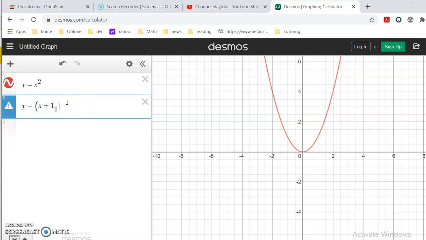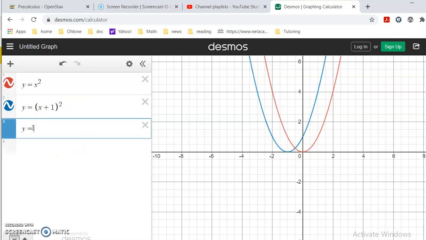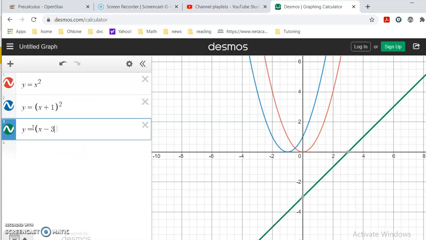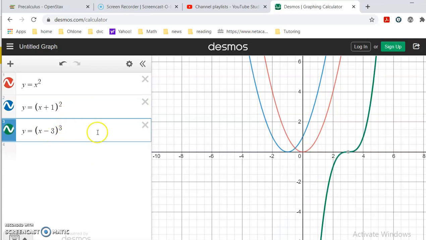That means I replace x by x plus 1. In the original it is x, now it is x plus 1. So the blue one, when I add 1, shifts to the left. If I say y equals x minus 3 squared, it's exactly the same graph, but I move everything to the right. So adding a number inside is a shift to the left. Minus a number inside is to the right.